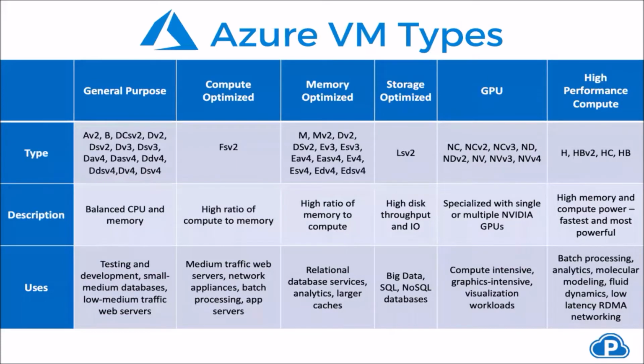Number 6, high performance compute. This type of virtual machines provide us high memory and fastest compute power. These are the most powerful type of virtual machines provided by Azure and are used for batch processing, analytics, molecular modeling, fluid dynamics, low latency, RDMA networking. H series, HB version 2, HC, and HB series are some of its examples.